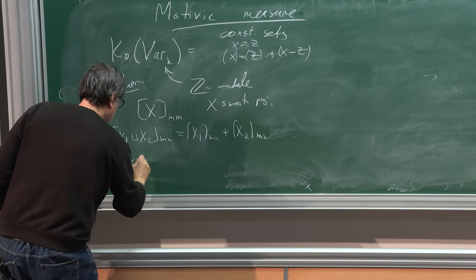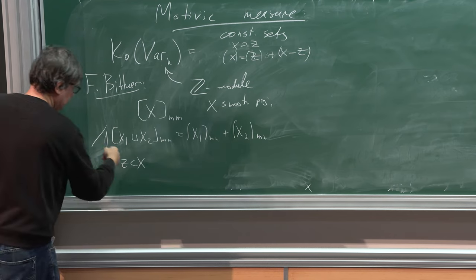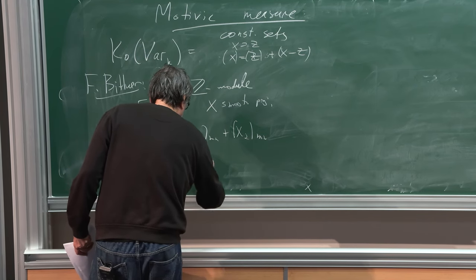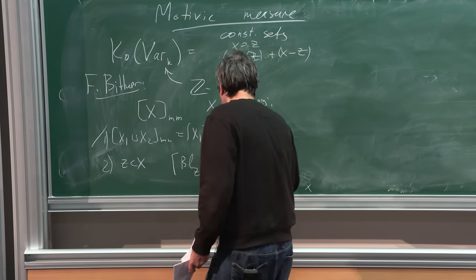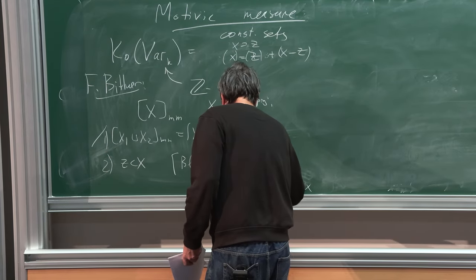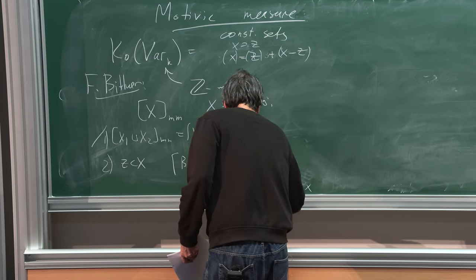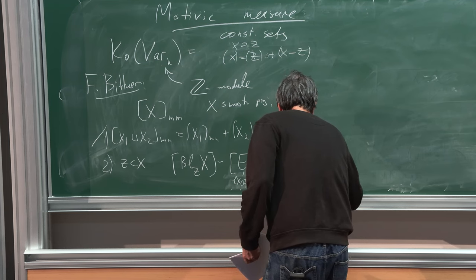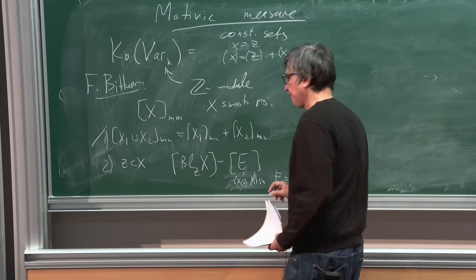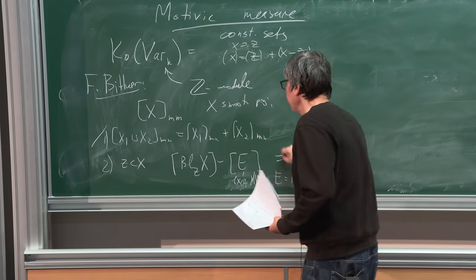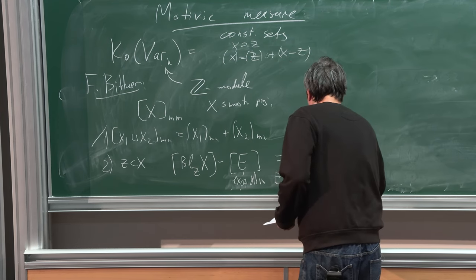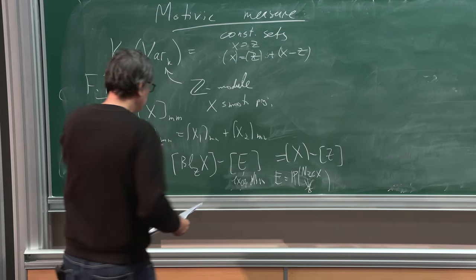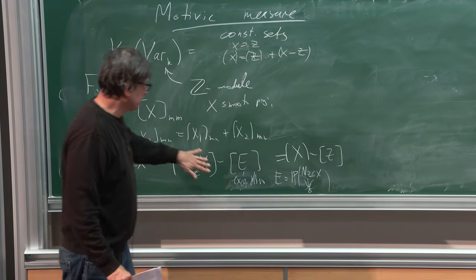If you take some subvariety Z in another variety X, you consider the class of the blowup and remove the exceptional divisor. The exceptional divisor, which lies over Z, is actually the projectivization of the normal bundle. So if you remove the exceptional divisor, set-theoretically you get the same as X minus Z. Okay, so this uses resolution of singularities, using Hironaka, and it's all in characteristic zero. So you get just two relations, this and this.